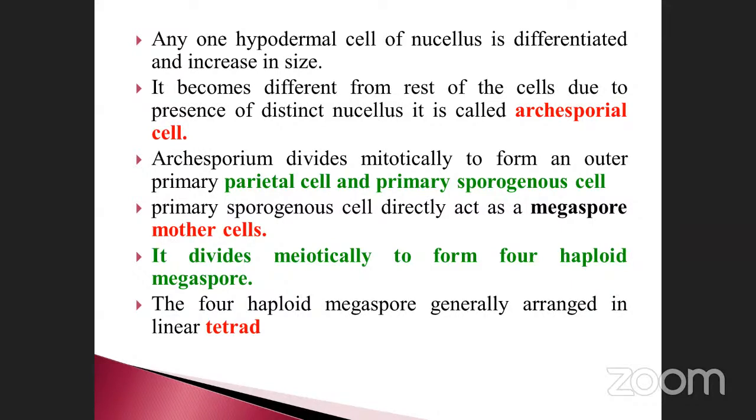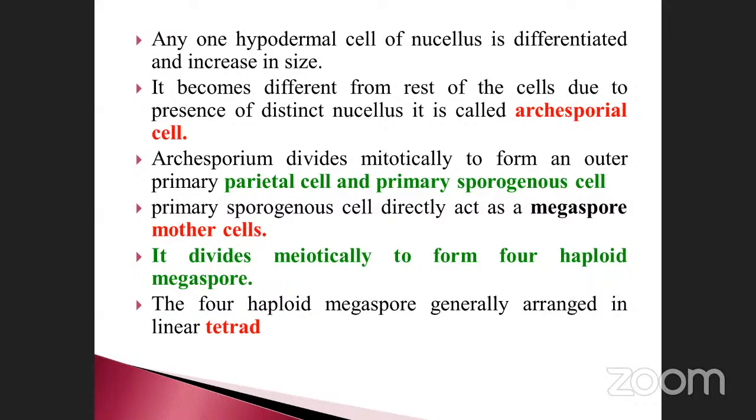How does the megaspore mother cell form, from which cell? They may ask the question: the megaspore mother cell is directly formed from which cells? Primary sporogenous cells, which ultimately come from your archesporial cell. You have to write it like an equation: epidermal, then hypodermal, differentiated into archesporial, archesporial into primary sporogenous, primary sporogenous into megaspore mother cell. This is the way you have to write it as an equation.